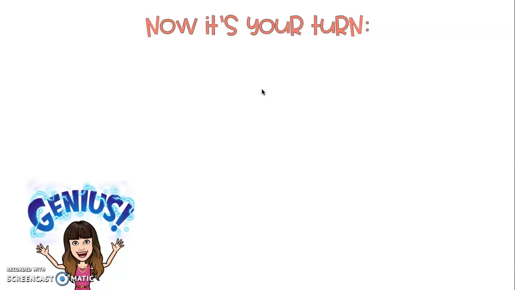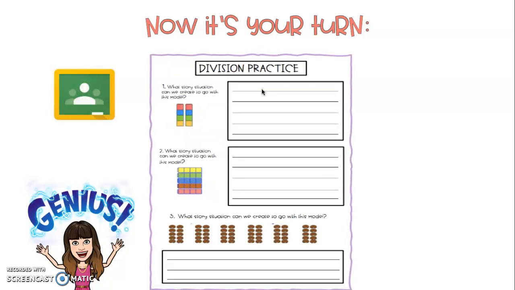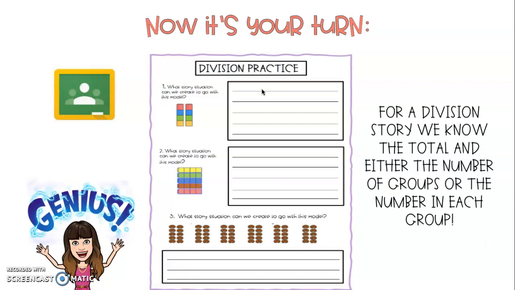So now it is your turn. Go to Google Classroom. You will find the division practice attachment, and you will use this to create your own story situations. Remember, for a story division, we know the total, and we know either the number of groups or the number in each group.